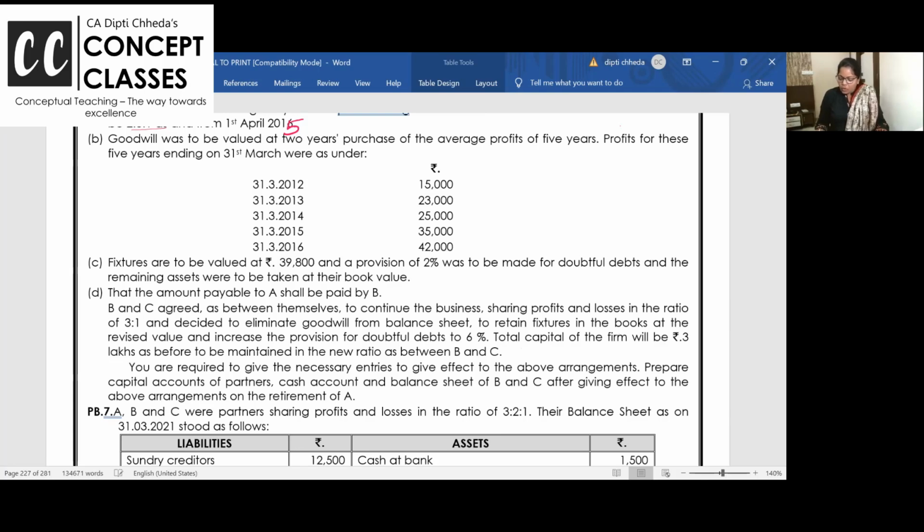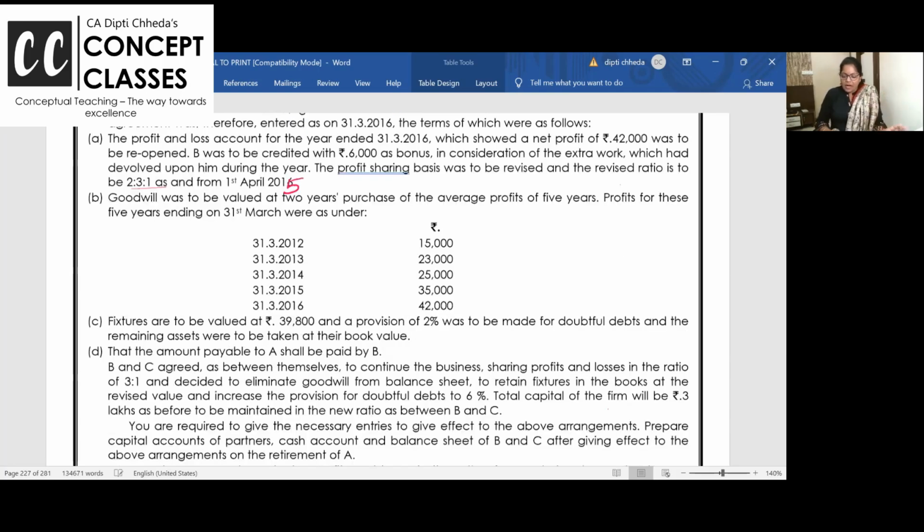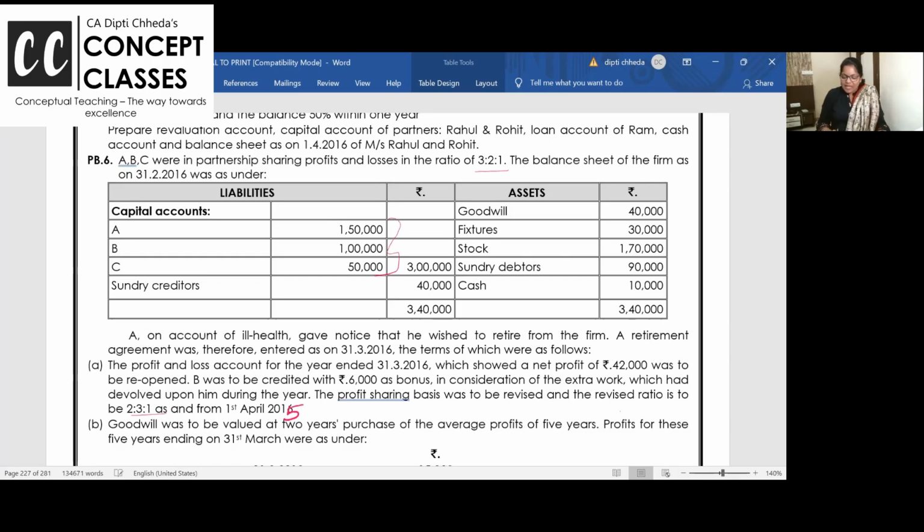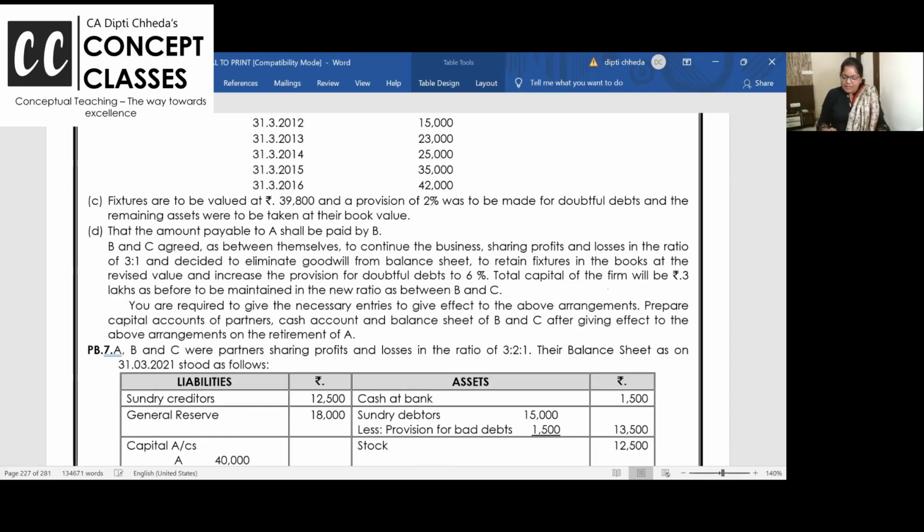Now, the total capital of the firm is 3 lakh as before, to be maintained. Same thing. In the opening balance sheet the capital is 3 lakh between 3 partners. Now they want 3 lakh between 2 partners, that too in their new PSR. So accordingly, both of them will have to bring cash. Right or not? You are required to give the necessary journal entries, prepare the capital accounts, cash account and balance sheet after giving the effect. Journal entries also we will write. In the revaluation account, only 2 entries are there.